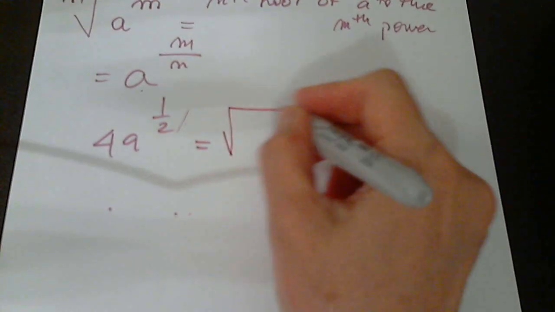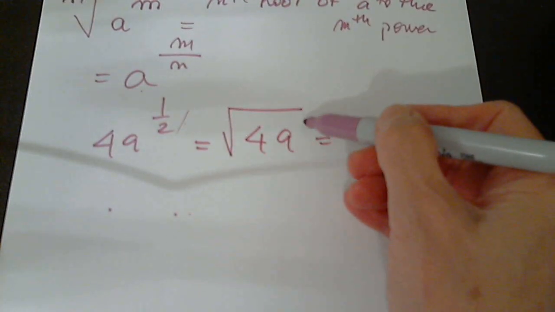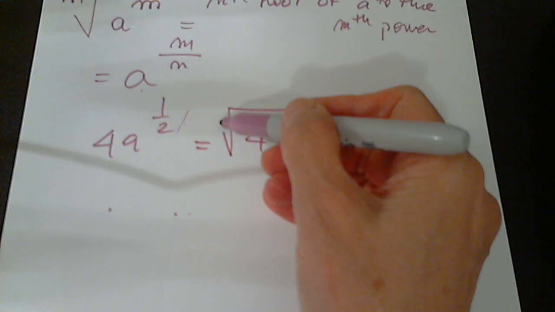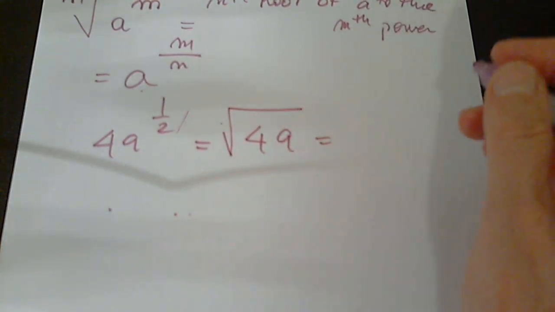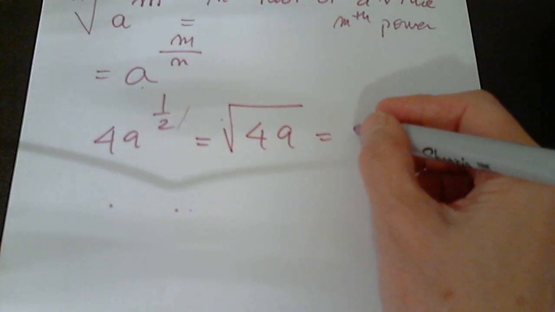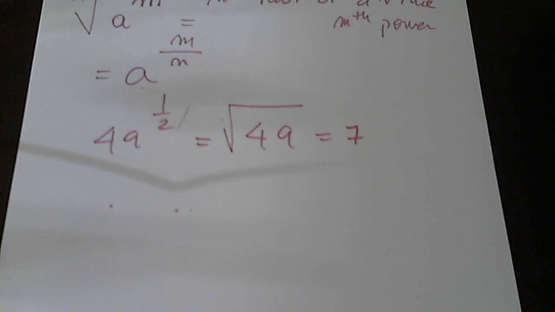Okay, so this is the square root of 49. Power 1 over the index. This is the only index we don't write. Can anyone tell us what is the square root of 49? 7. That's it. Perfect. Please remember, power 1/2 is the square root. Okay, let's take a look.